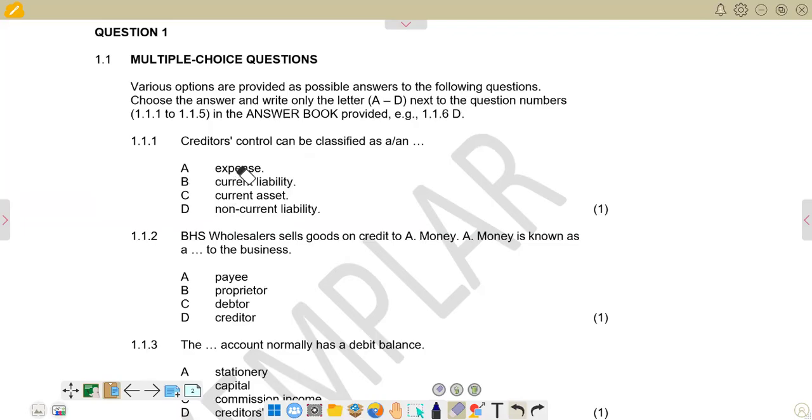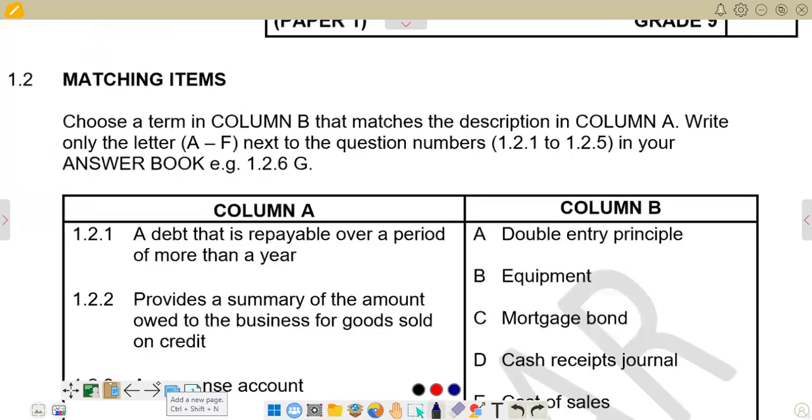Remember, our creditors control represents our liability, and we expect to pay these creditors within a period of 1 year. So we are going to classify it as a current liability. The most appropriate answer there is current liability, which is our B. So we can just highlight our B. And if you go to our answer section, we are going to indicate it as such.